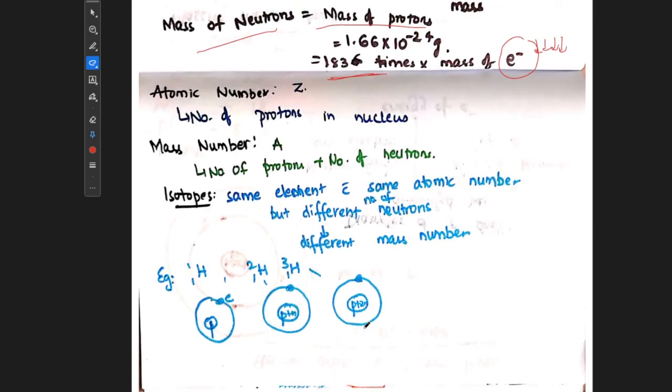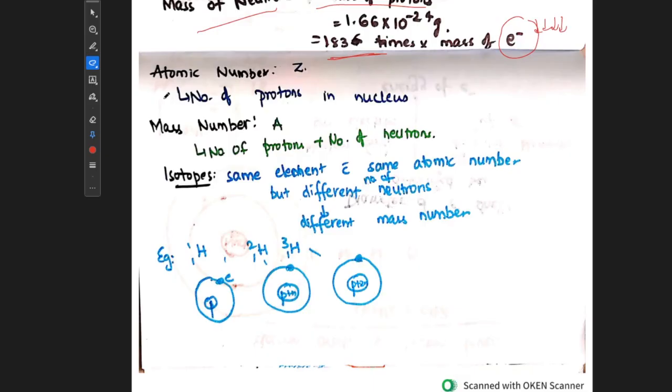Then let us learn some basics. Atomic number is Z. This atomic number is the number of protons in the nucleus. That means hydrogen has atomic number one, so it has one proton. Helium, atomic number two, so it has two protons. Lithium, atomic number three, three protons, and so on.